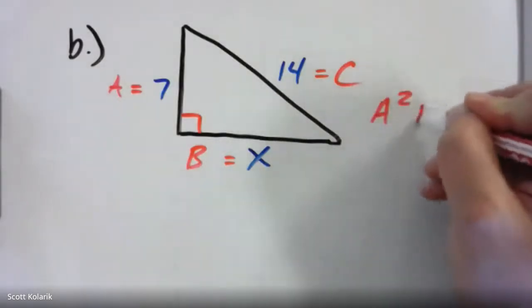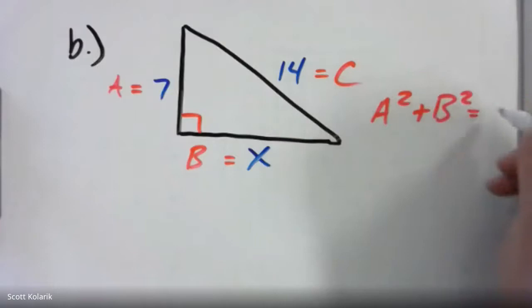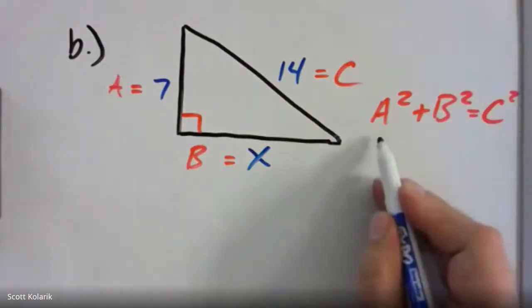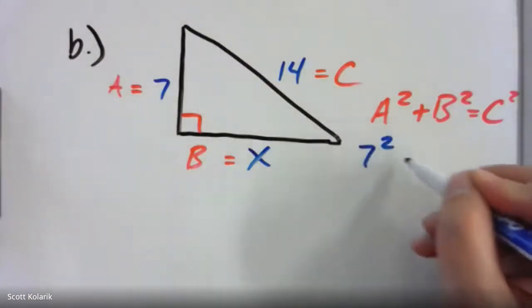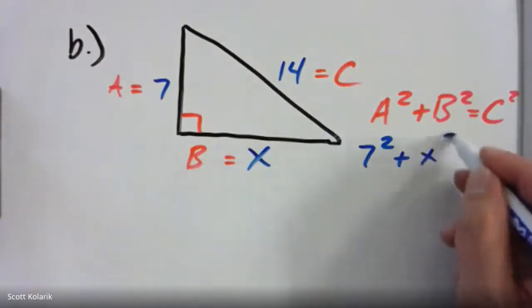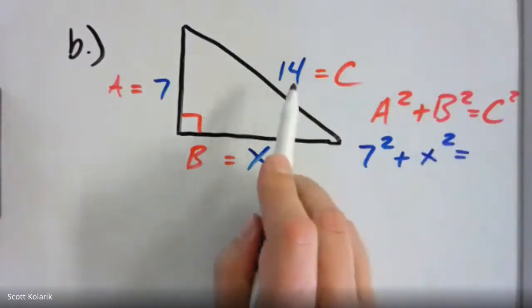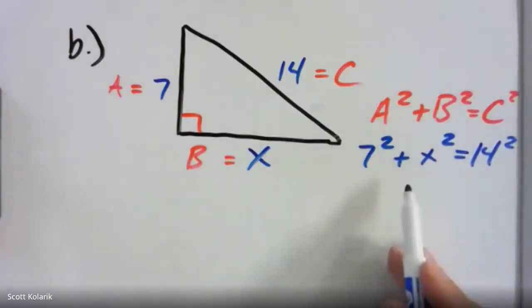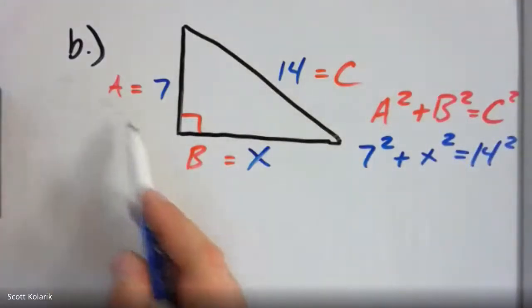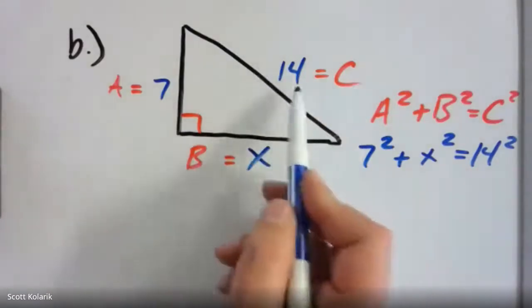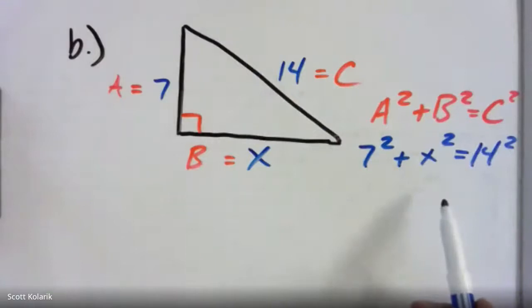So a squared plus b squared equals c squared. This will be ultimately what I'm plugging into this formula, the Pythagorean theorem. So I designated A as the 7-unit side, so this will be 7 squared. B was my unknown x, so that's going to be x squared here. And then C, my hypotenuse, was 14 units here. Okay. And you'll see the other examples. Example A, for the record, had x as the hypotenuse. So as long as you can identify the hypotenuse, you'll be able to set up your equation.